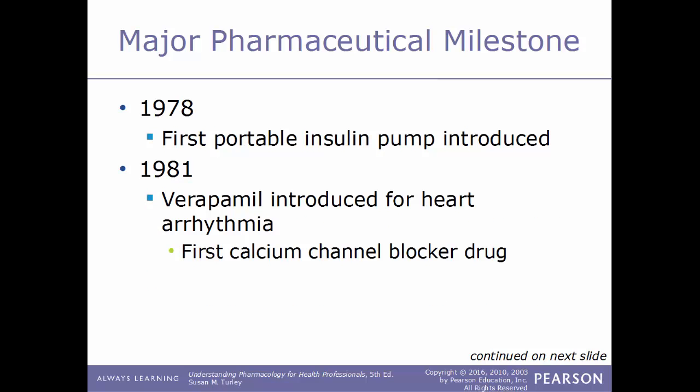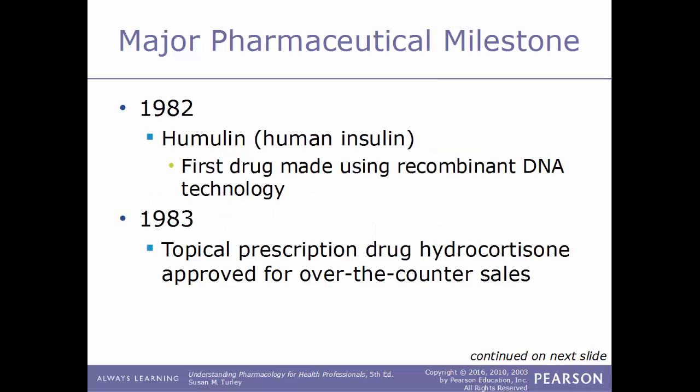1978, the first portable insulin pump is introduced. In 1981, verapamil is introduced for heart arrhythmias. It's the first calcium channel blocker drug. 1982, Humulin, we saw this image earlier in the video, which is human insulin. It's the first drug that was made that uses recombinant DNA technology. In 1983, topical prescription drug hydrocortisone is approved for over-the-counter sales, not just prescription, but over-the-counter sales.